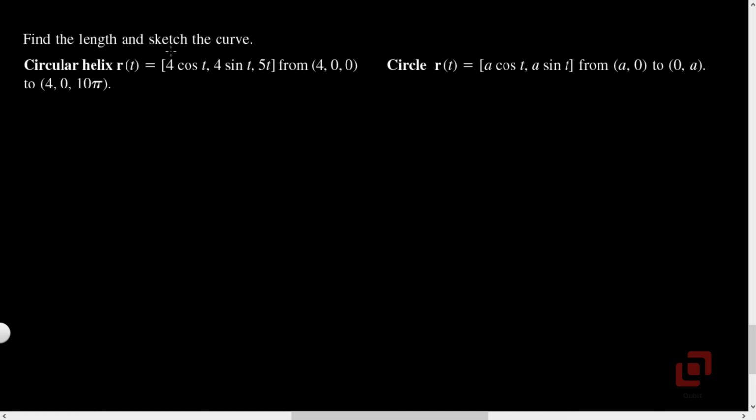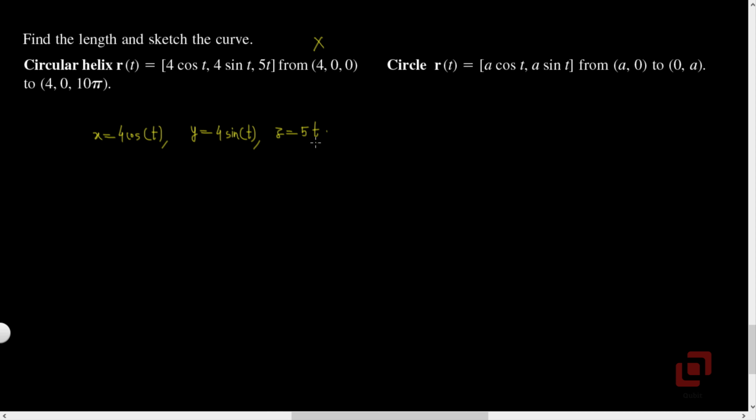Find the length and sketch the curve for the following cases. First one, circular helix r bar t, which is 4 cos t i cap plus 4 sin t j cap plus 5t k cap from (4, 0, 0), which is the point on the x-axis, to (4, 0, 10 pi). In this case, x is 4 cos t, y is 4 sin t, and z is equal to 5t.